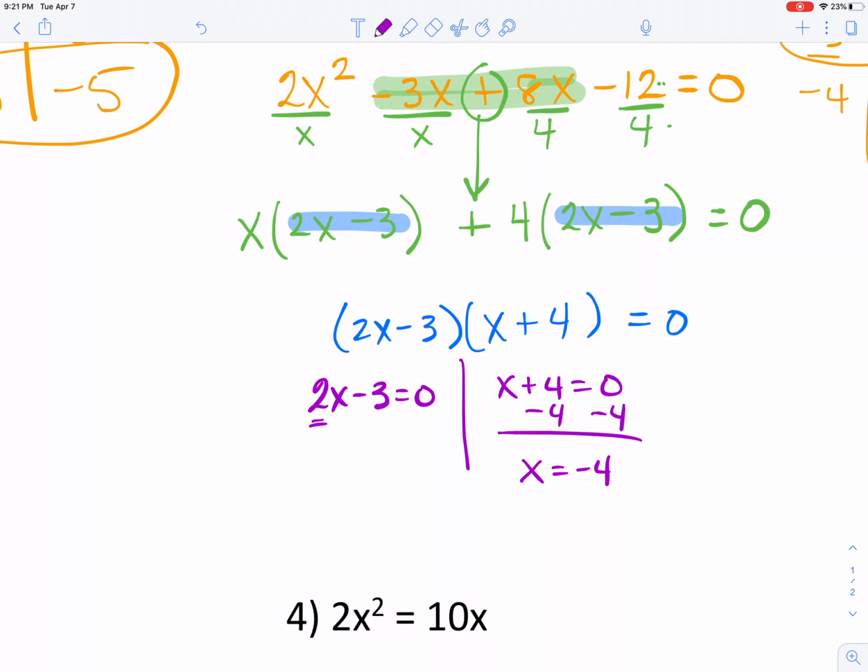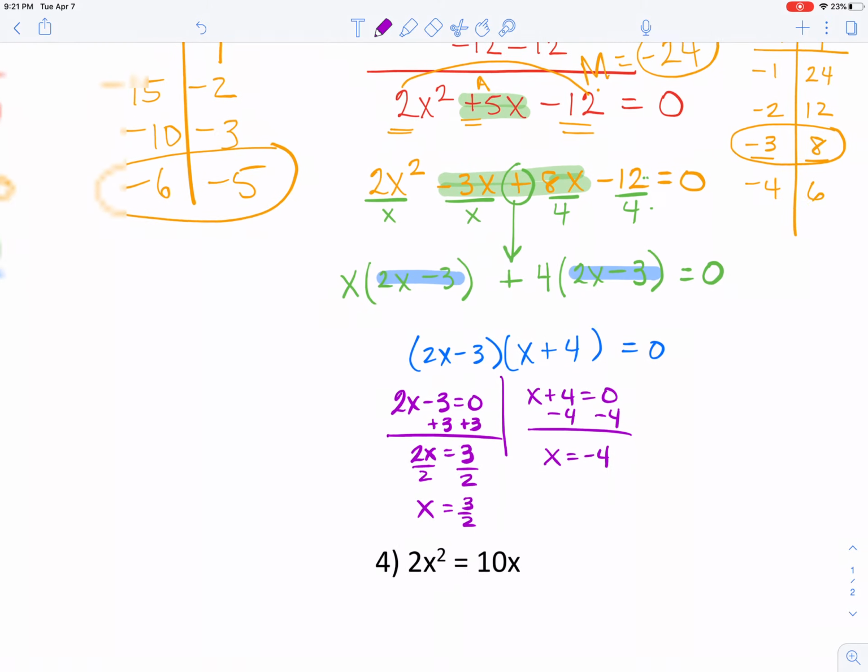Okay, so I have the two equations written out. Now, the second one is simple. It's a one-step equation. There's no number in front of x, and I would just get x equals -4. The first equation, since there's that number in front of x, makes it a two-step equation. So I first add 3 on both sides, which gives me 2x equals 3. And then I'm going to divide both sides by 2 and get x equals 3 over 2. So my solutions are -4 and 3 over 2.